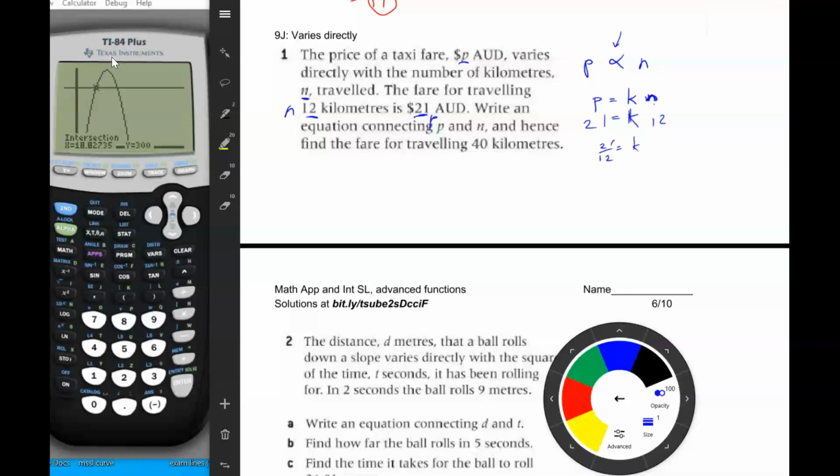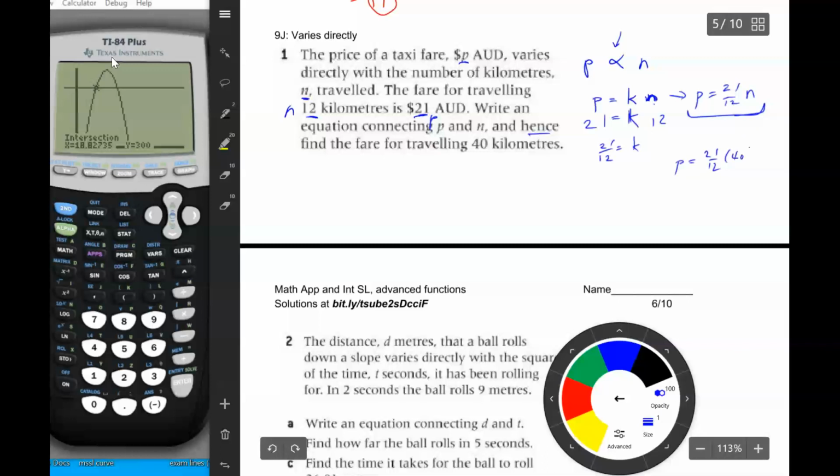So then an equation which connects P and N is this equation, except now we're going to fill in the K value, which we know. Okay, so this is the equation connecting P and N. Hence, find the fare for traveling 40 kilometers. Hence is an IB exam word, which means now use this previous answer to find the new answer. And the new answer is find the amount you pay for traveling 40 kilometers. So that would be P equals 21 over 12 times 40.